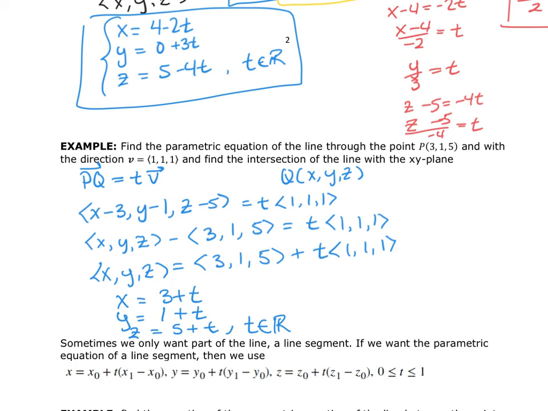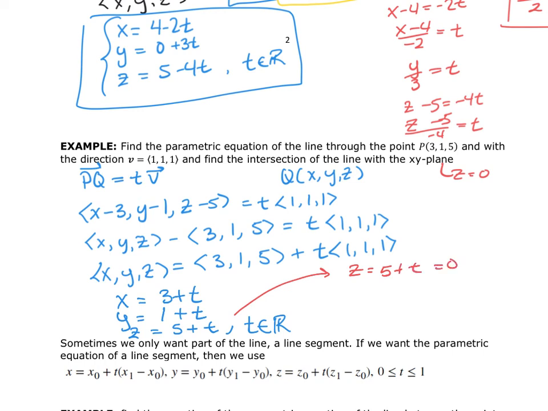And what I want to know now is, where does this line intersect with the xy plane? Now remember, when we're on the xy plane, z must be equal to 0. So if z is equal to 0, then I'm going to go to my z here and say z has to equal 0. So z is equal to 5 plus t, but this also equals 0.